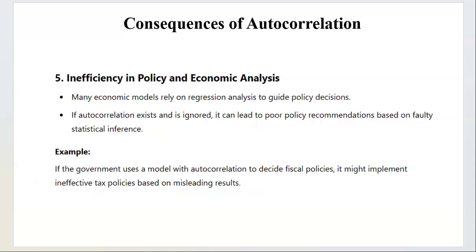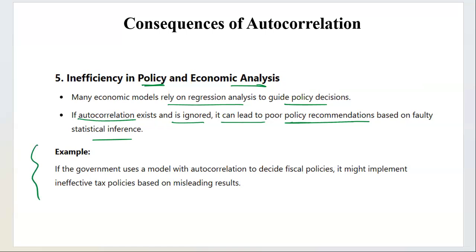And the final problem is the inefficiency in the policy analysis and economic analysis, since many economic models rely on regression analysis to guide policy decisions. If autocorrelation is present in your model but it is ignored, then it will lead to poor policy recommendations based on statistical inference. Since hypothesis testing itself is invalid, any conclusion that you derive from the model will not be efficient. For example, if the government uses a model with autocorrelation to decide fiscal policy, it might implement ineffective tax policies based on misleading results.